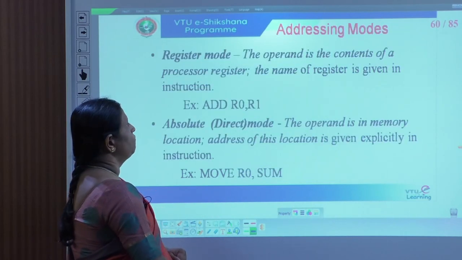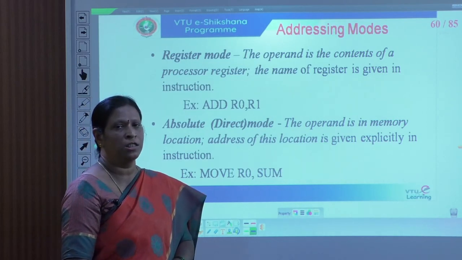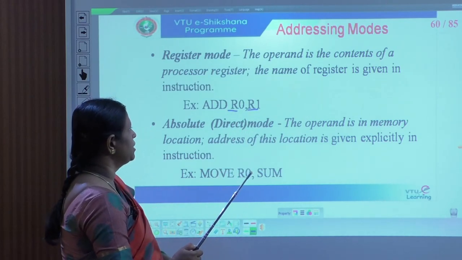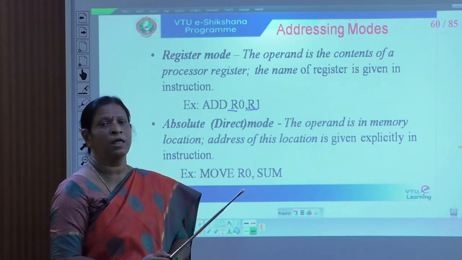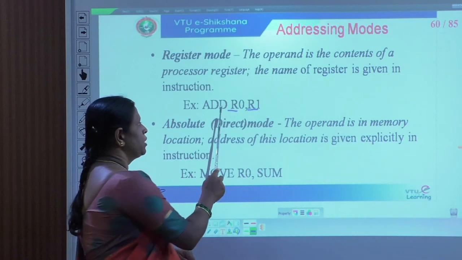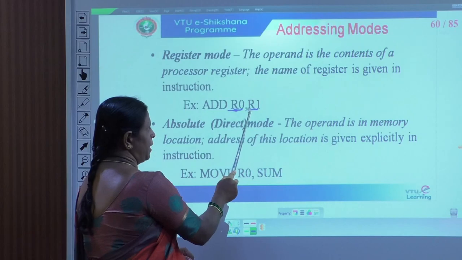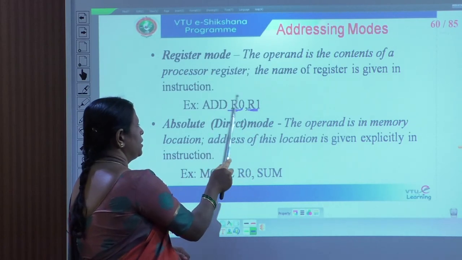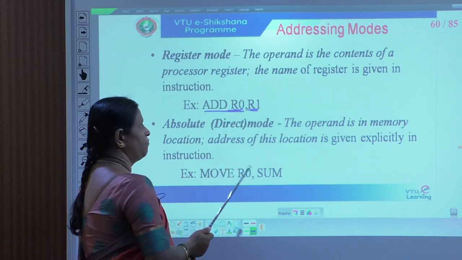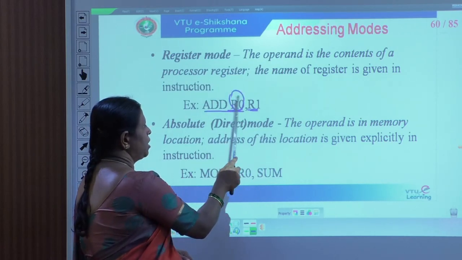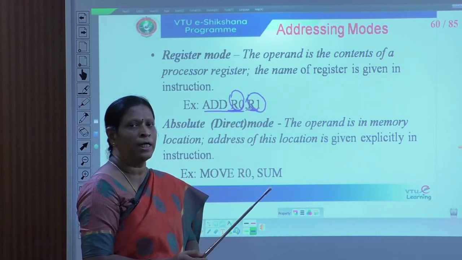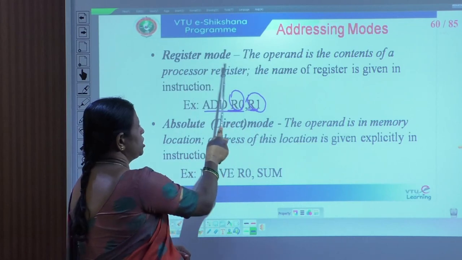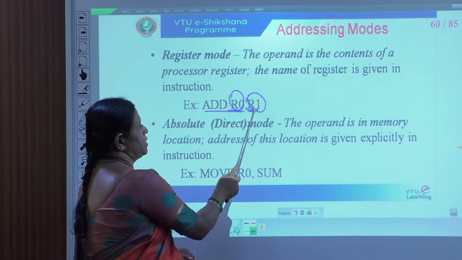Okay, so next we have register mode. What happens in the register mode? The two operands are registers. Here the operand is the content of the processor register. The name of the register appears in the instruction. Both the operands are registers. The contents of the registers R1 and R0 will be added, and the result will be stored in R1. So both the operands are the contents of the registers R0 and R1. Therefore this form of addressing is called the register addressing mode, or register mode.